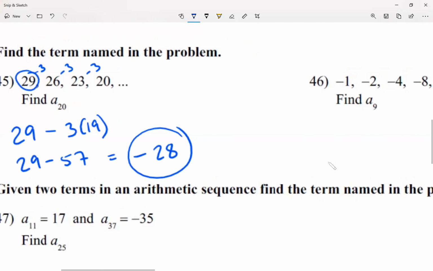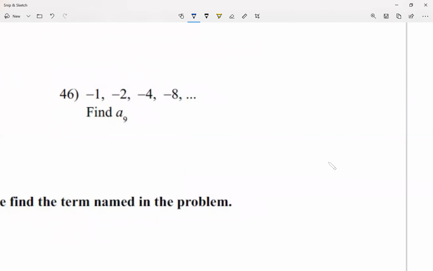Now looking at number 46, from negative 1 to negative 2, I will subtract 1, right? Because negative 1 minus 1 is negative 2. But negative 2 minus 1 is not negative 4. So don't think adding or subtracting always works. Sometimes we multiply or divide.